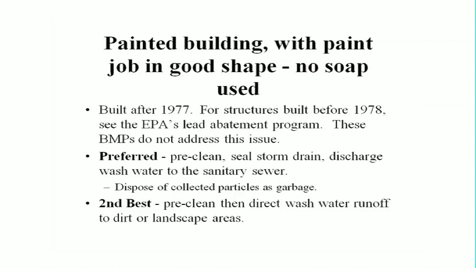Painted buildings, with paint in good shape, no soap used. Built after 1977. For structures built before 1978, see the EPA's lead abatement program. You can get small test kits from Home Depot and Lowe's. It costs two or three dollars, and you can test the paint on the side of a building to see if it contains lead.